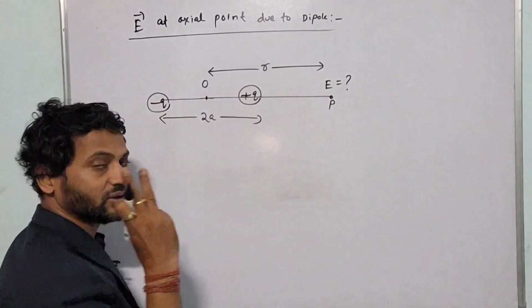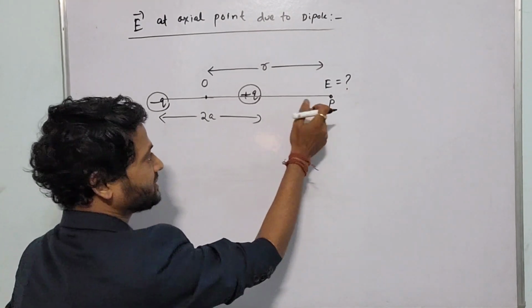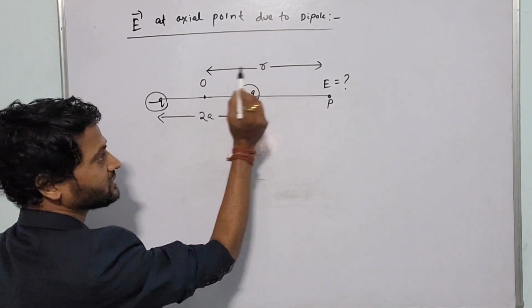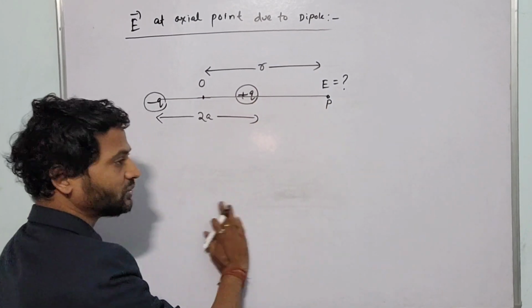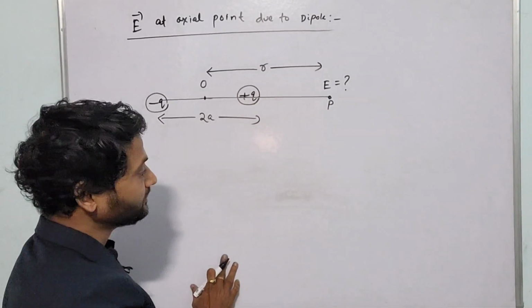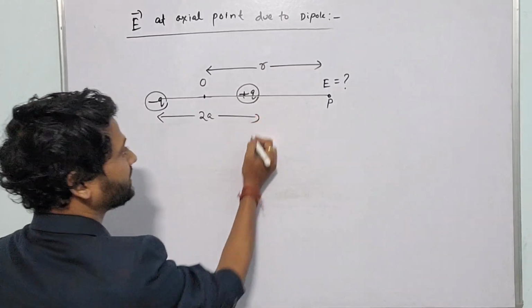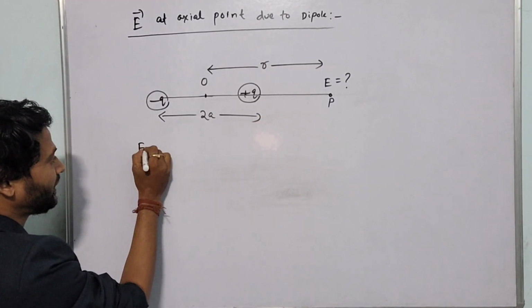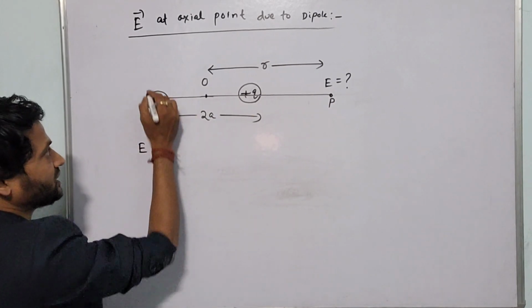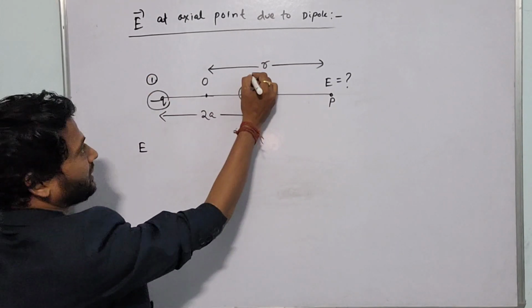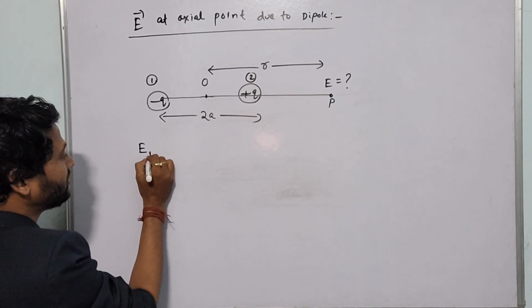Since we have two charges, we'll find out two electric fields. So first is electric field due to minus q charge. Second we'll find out electric field due to plus q charge. Then after we'll check the direction of electric field. Then we'll find out the resultant electric field. So first we'll find out electric field at this point P due to minus q charge. Let's name them 1 and 2. So we'll find out E1.